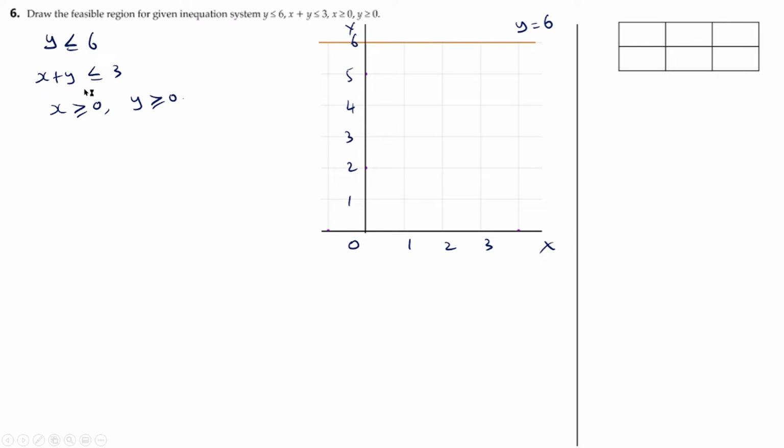And next we have x plus y equal to 3, the next line. So let us draw a table like this. When x is 0, y is 3, and when y is 0, x is 3. So let us plot the points 0, 3 and 3, 0. If we draw a line joining these 2 points, we will get the line x plus y equal to 3. Now y less than or equal to 6. It is this part.